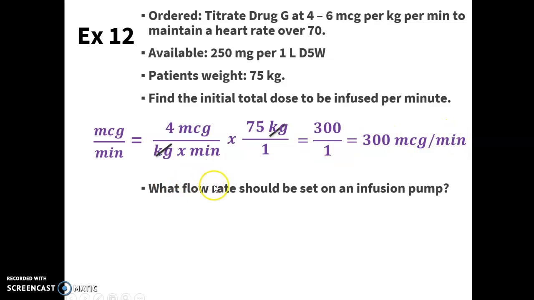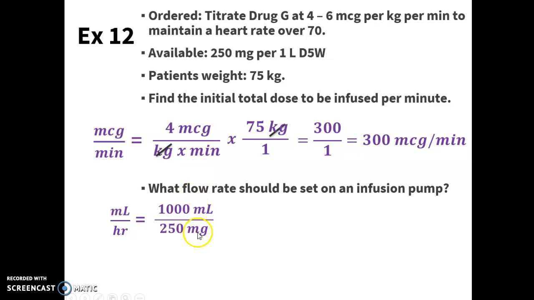Now, part B wants to know what is the flow rate that we should set for the infusion pump. The infusion pump means that we need to find milliliter per hour. Well, we need some milliliters, right? They didn't tell us milliliters, but they did tell us 1 liter. Okay, so we're going to get to do a conversion there. I'm going to go ahead and do that conversion in my head. If you wanted to write it out, there are 1,000 milliliters in 1 liter, and then we can say 1 liter is 250 milligrams. 1 liter is 1,000 milliliters, and it's going to contain 250 milligrams of medication, right?